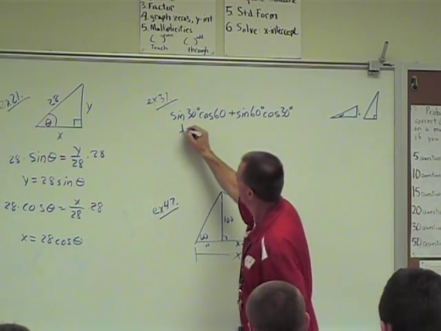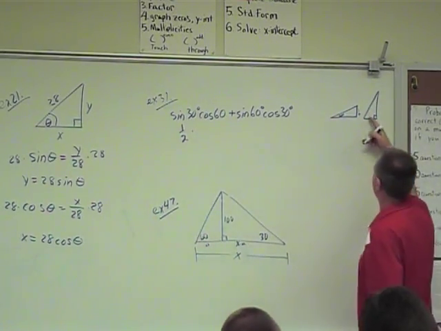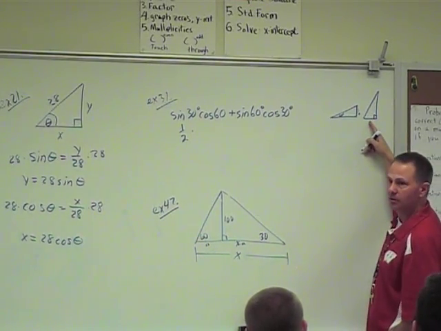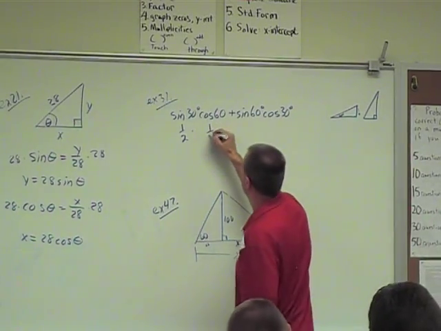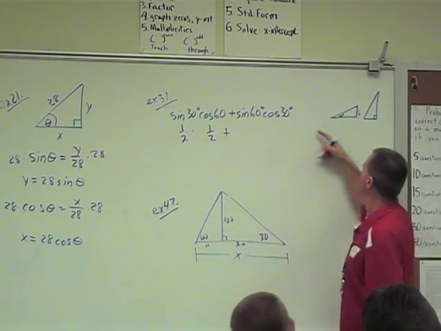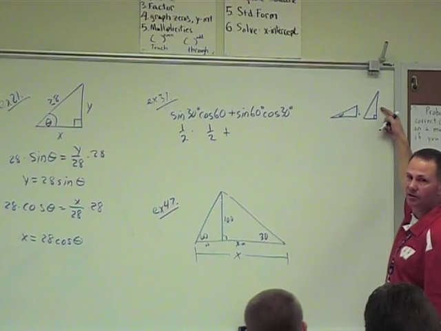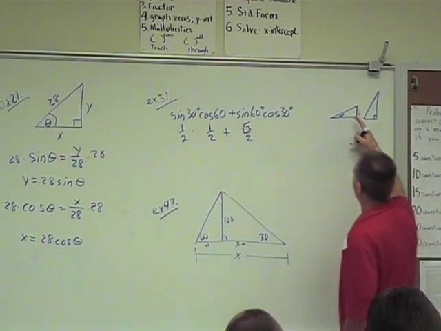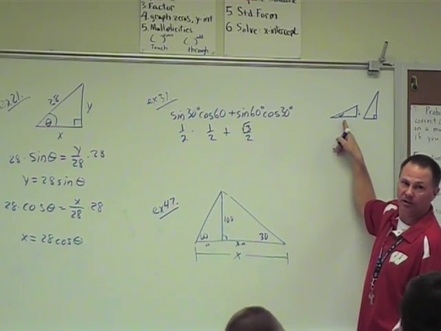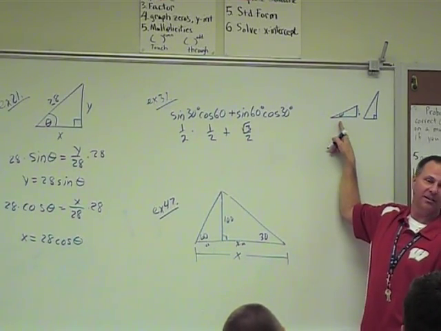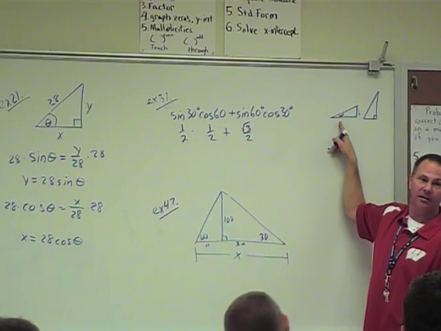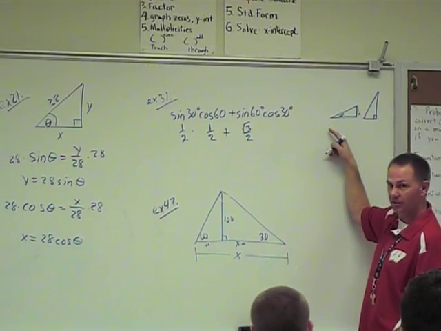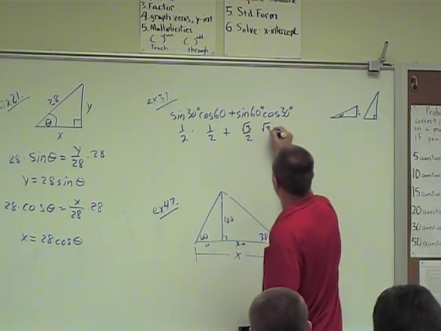So this is 1/2. The cosine at 60 degrees. What's the cosine? What's the x value at 60 degrees? 1/2. Okay, now what's the y value at 60 degrees? Radical 3 over 2, very good. And the x value at 30 degrees? The long leg is radical 3 over 2.